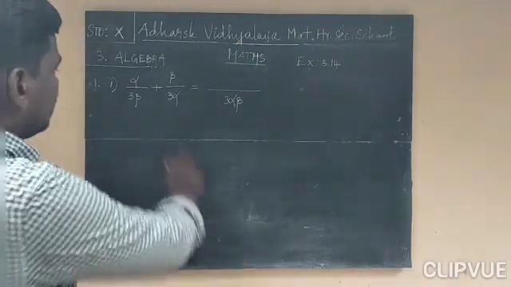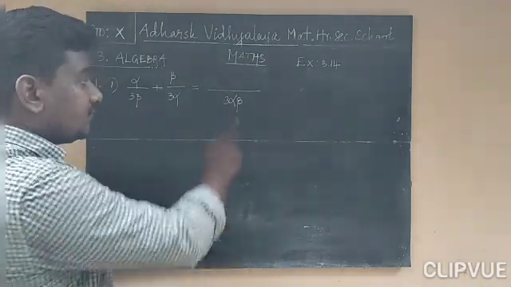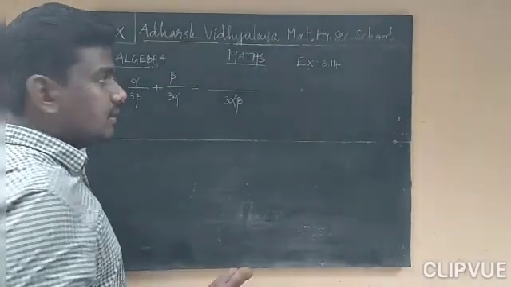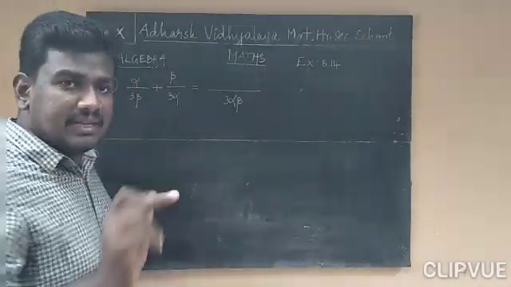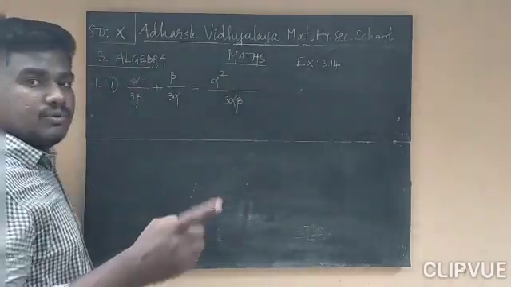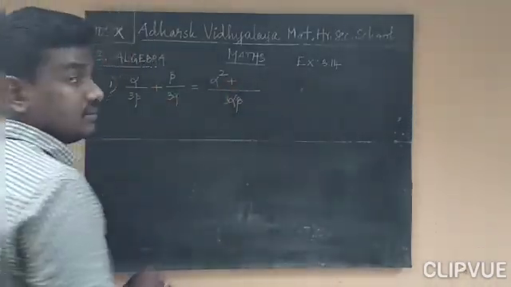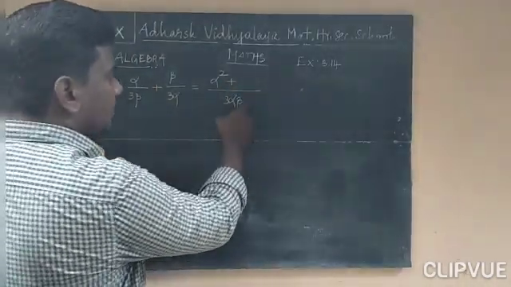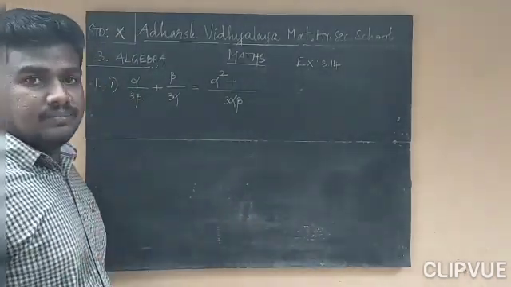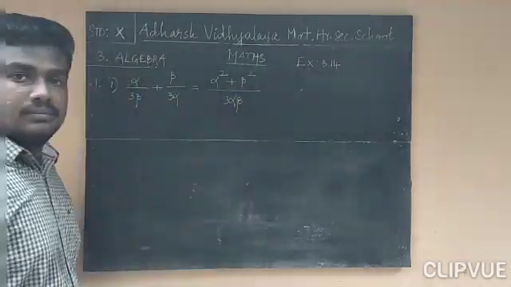Understand? So numerator, here 3 beta is there. LCM is 3 alpha beta. Alpha is missing here, so you want to multiply it by that alpha. So the numerator is also multiplied by that alpha. So it becomes alpha square. Plus second expression, 3 alpha is there. But we have 3 alpha beta. So you want to multiply it by beta. So beta into beta becomes beta square.